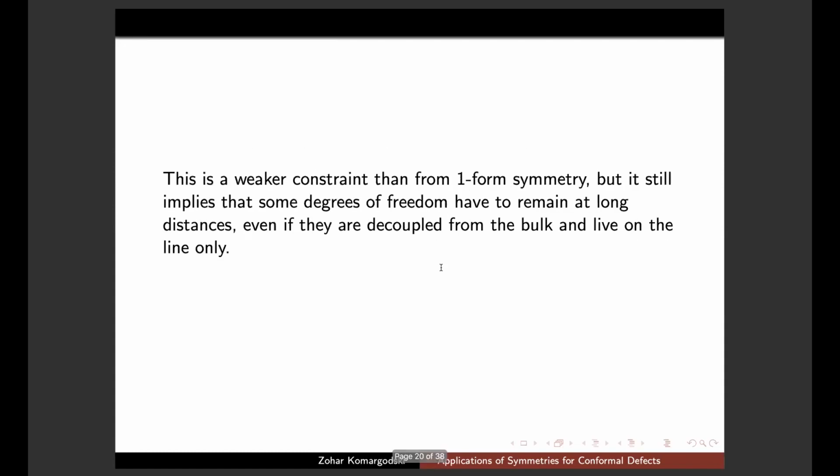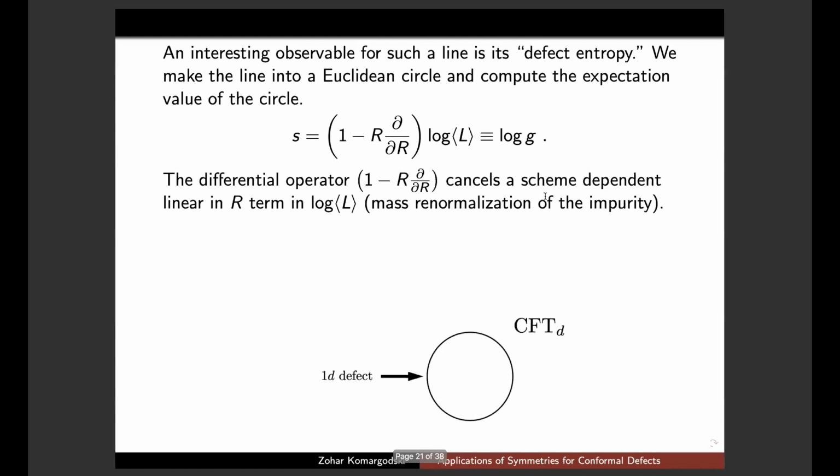Okay. So this constraint is weaker than one-form symmetry, because using one-form symmetry, we concluded that the displacement has to be non-trivial. Here, we cannot conclude that the displacement has to be non-trivial. It could be that the displacement operator is trivial, but we still have to have some degrees of freedom remaining at the infrared. They could be decoupled from the bulk. It could be just a stacked TQFT, yet there should be some degrees of freedom left at long distances. So you'll see that this has some implications.